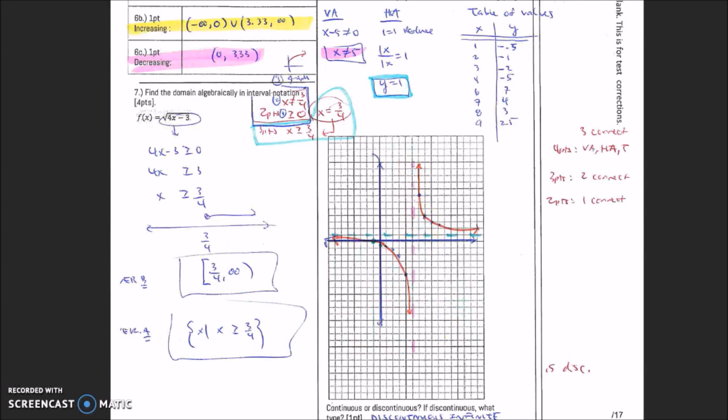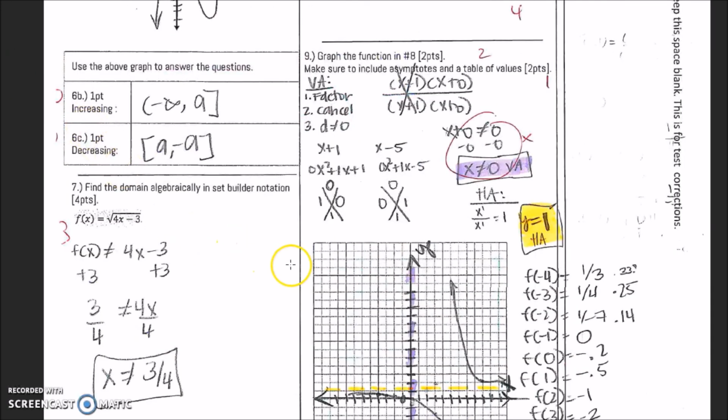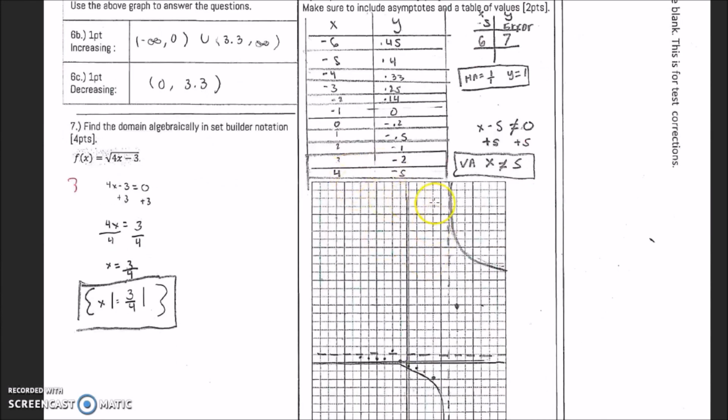Let's look at some student work. Right, so the student got the horizontal asymptote correct. They wrote down even the steps for vertical, but they tried to cancel those, but you can't because they're not identical. Okay, here's a good looking graph. Table of values looks good. Found the horizontal asymptote and vertical asymptote looks good.